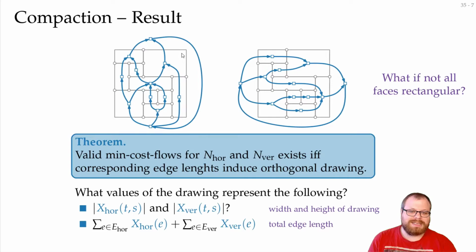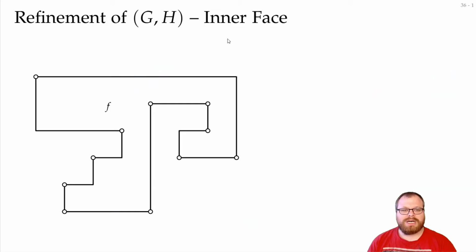Now the thing is, in general this will not be the case. Now our faces will not always be rectangular. We still want to use this approach to solve it. So what we do now is that we want to do a refinement. We want to take an orthogonal representation and we want to add additional vertices and edges such that every face becomes a rectangle. Let's start with the interior face.